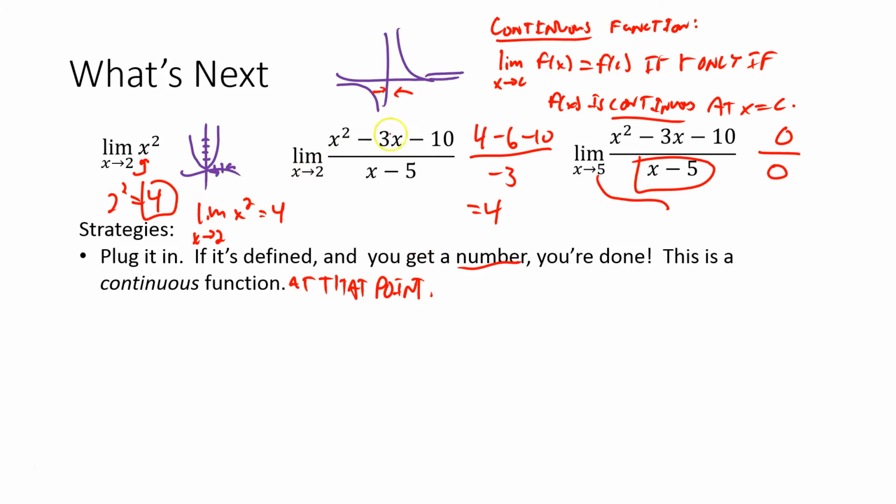So if your function value is defined, so as x approaches 2, we plug in 2, it works out just fine. Here we plug in 2, works out just fine. Then that means that we actually have a continuous function at that point.